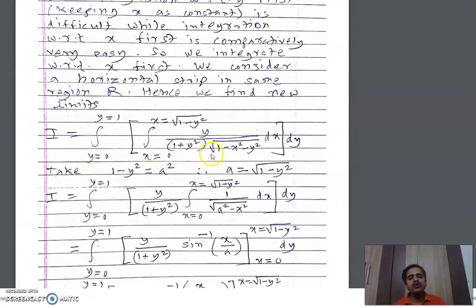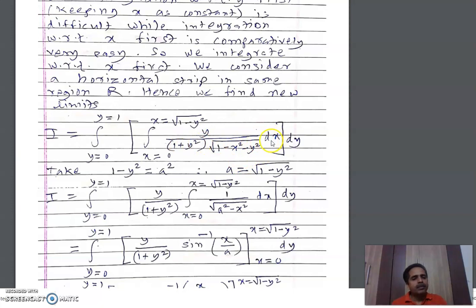So here we have considered a horizontal strip, and x is 0 is the value at the left end, x is under root of 1 minus y square is the value of x at the right end, and we have to move this horizontal strip from the bottom, that is from the line y equal to 0, and stop the movement at y equal to 1.